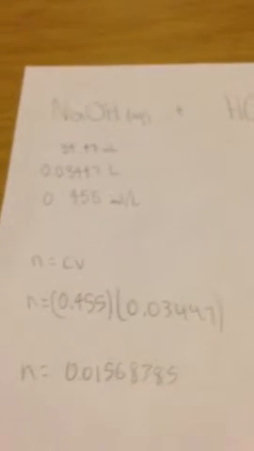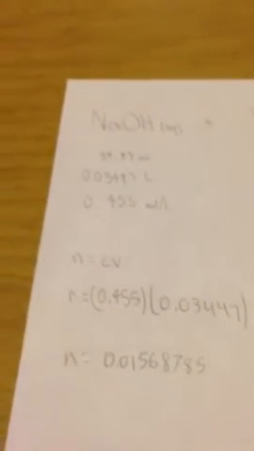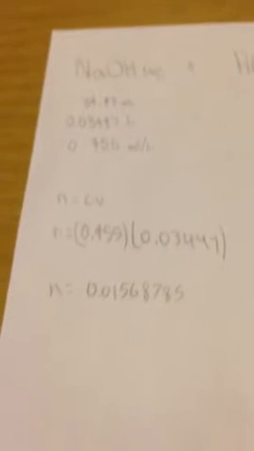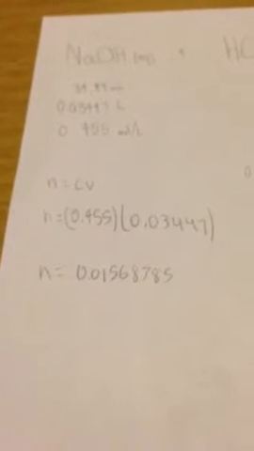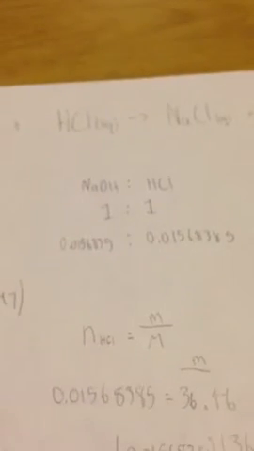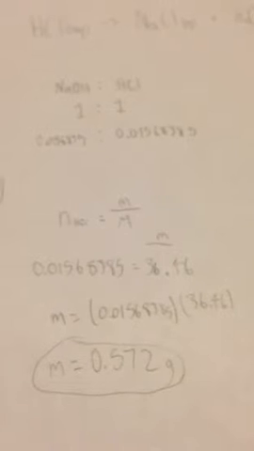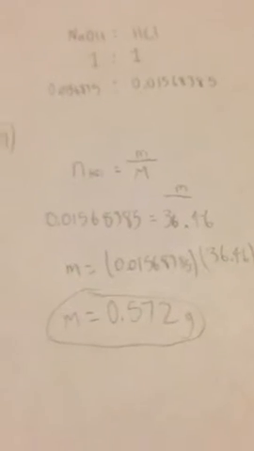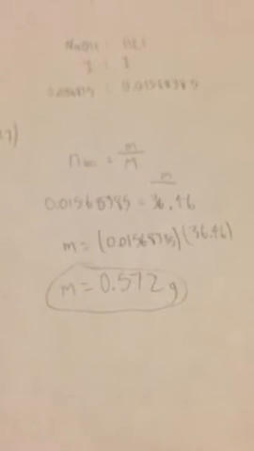So to recap, we started off by balancing the chemical equation, and then we wrote down what we know, and we converted our milliliters into liters, and then we found our moles using our equation n equals CV, and then we used our mole ratios to find the moles of our hydrochloric acid, and then we used our equation moles equals mass over molar mass to find the mass of the hydrochloric acid. And that is how you perform an acid-base titration calculation.